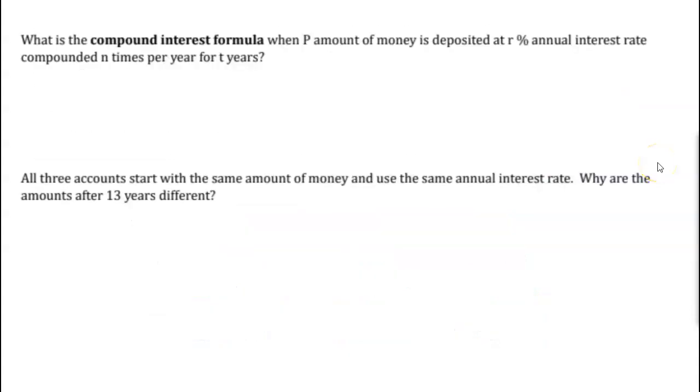What is the compound interest formula when P amount of money is deposited at R% annual interest rate compounded N times a year for T years? So if we think about what we did for our table, there were things we had to consider, things that stayed the same, and things that changed. If we want to know what our compound interest is, so this is going to be our total amount over T years, we still have an initial amount of money. That P doesn't change. You have to start with a certain amount of money.